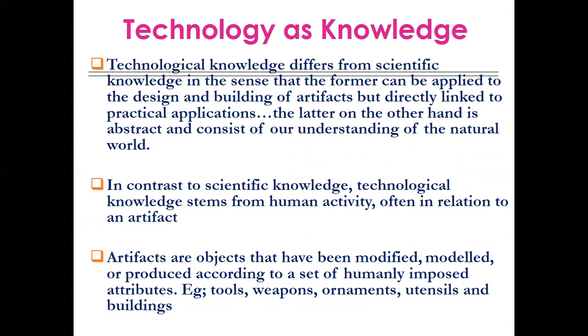How technological knowledge differs from scientific knowledge: the former can be applied to the design and building of artifacts, directly linked to practical application. The latter, on the other hand, is abstract and consists of our understanding of the natural world. So they're saying that technological knowledge is different from scientific knowledge.